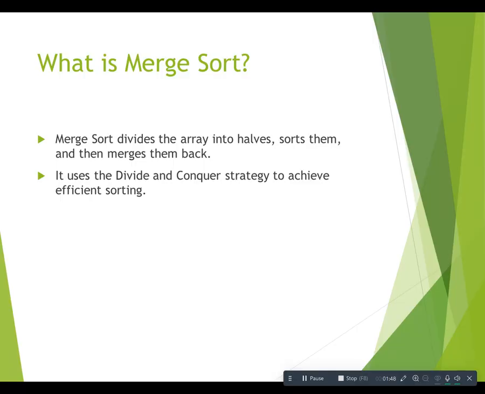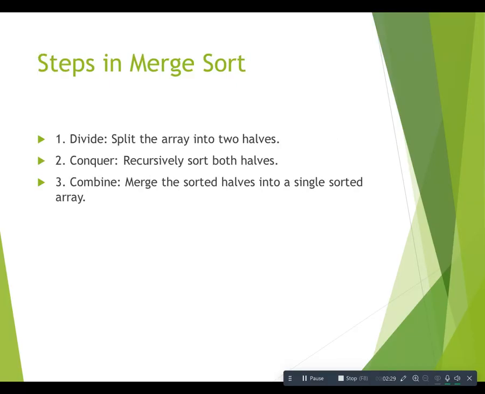So what does it actually do? It divides the array into two halves, sorts them, and then merges them back. Okay, so it will go on dividing the array. In case of merge sort, it will continue the process of subdivision until only one element is left. When one element is left, it will stop the divide phase and start the conquer phase and start to merge the results. So it uses the divide and conquer strategy to achieve proper sorting.